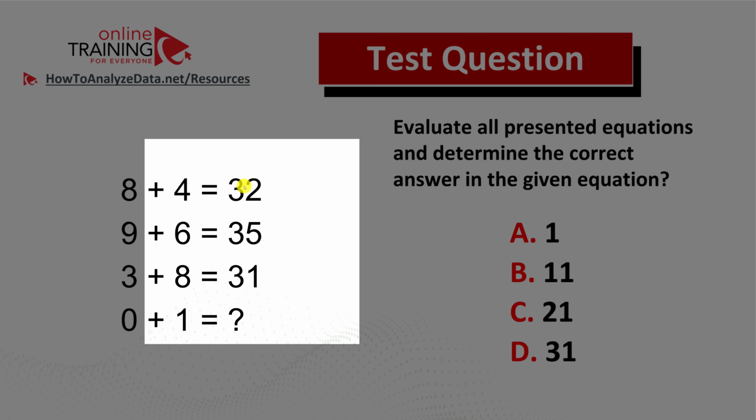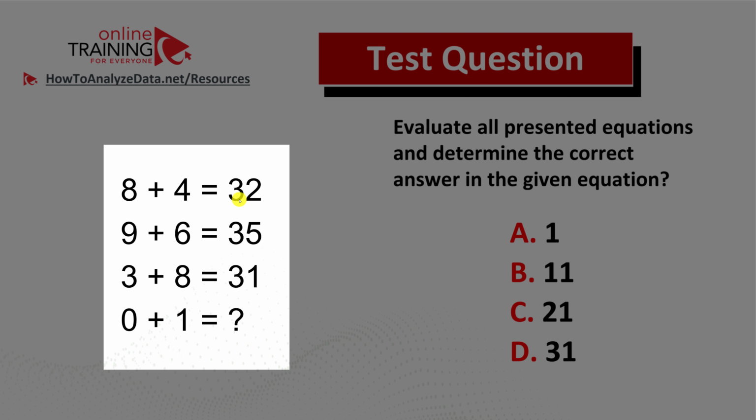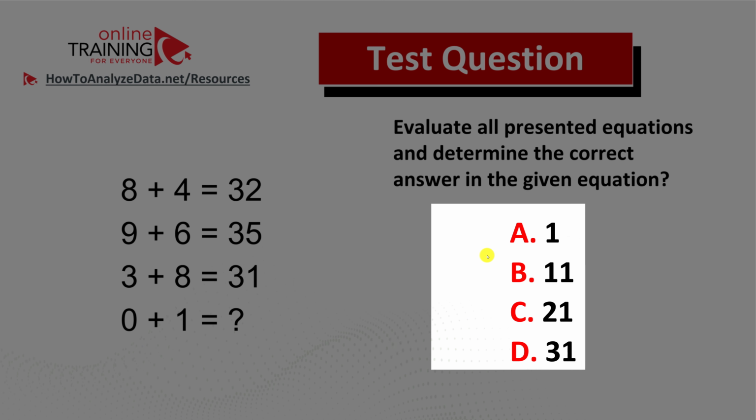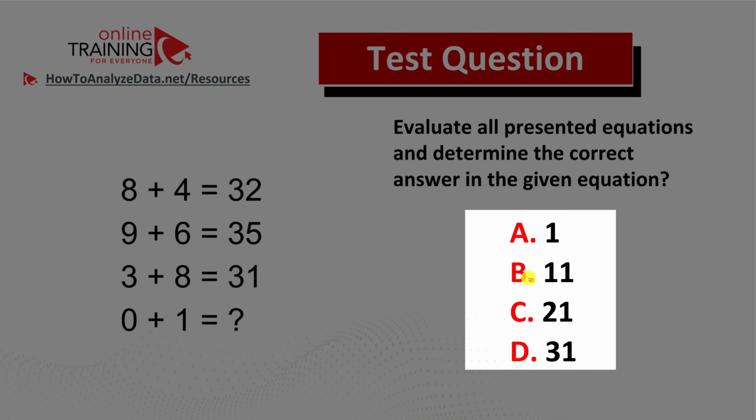So you have 4 equations presented. 8 plus 4 equals 32. 9 plus 6 equals 35. 3 plus 8 equals 31. And 0 plus 1 equals something, and you have 4 possible choices. Choice A, 1. Choice B, 11. Choice C, 21. Choice D, 31.